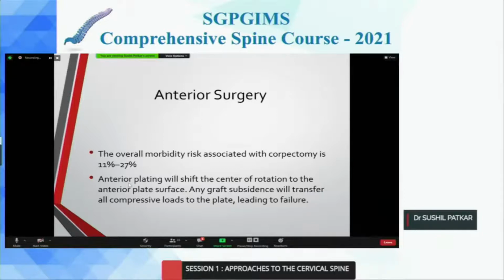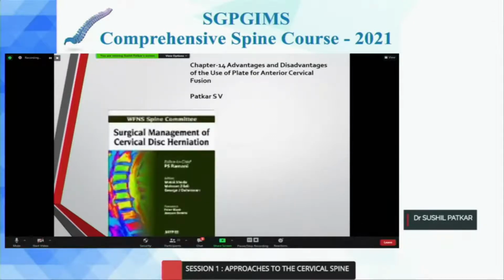Anterior plating and grafting has to be done properly. I saw the videos on corpectomy and discectomy. One of the focuses while doing anterior surgery is to get a good fusion, and that good fusion is not done just by removing bone, but also by preparing the adjacent vertebra. Otherwise, there is going to be graft subsidence, and that is going to put load on the plate.